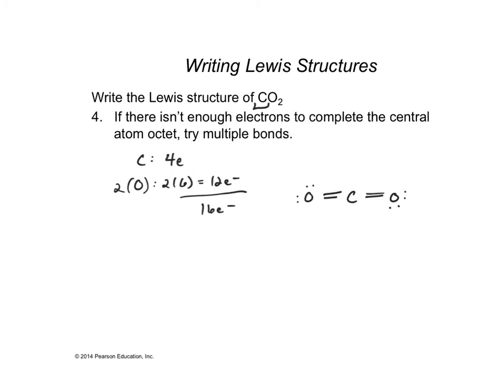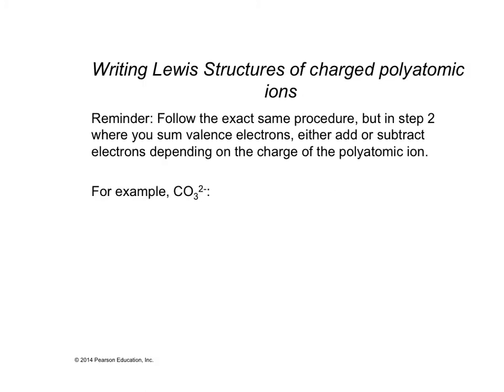Okay, so that's when you make double bonds, okay? When you have distributed everything, you've given the terminal atoms octets, but that central atom does not have an octet. So one more little thing I want to go over, and then I will let you guys make as many Lewis structures as you want.